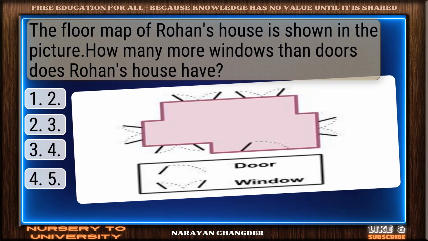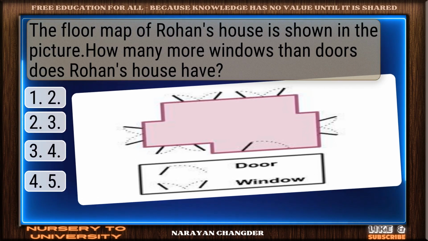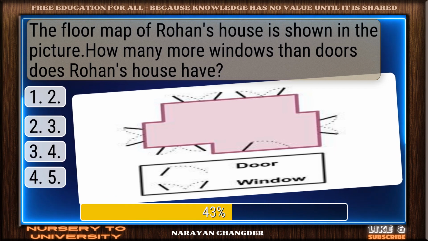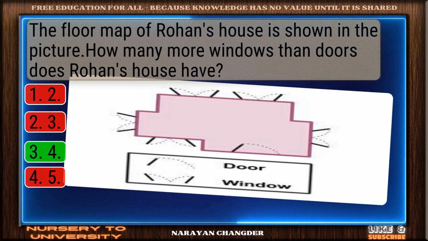The floor map of Rohan's house is shown in the picture. How many more windows than doors does Rohan's house have? Nice work. You chose 4 and it is correct.